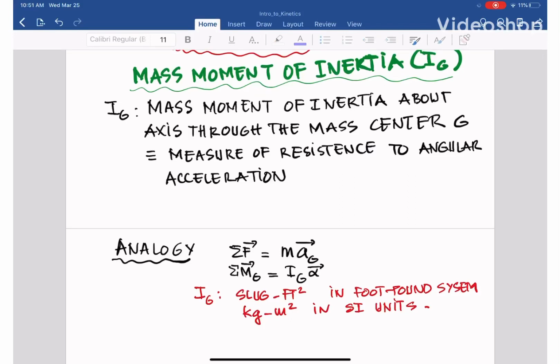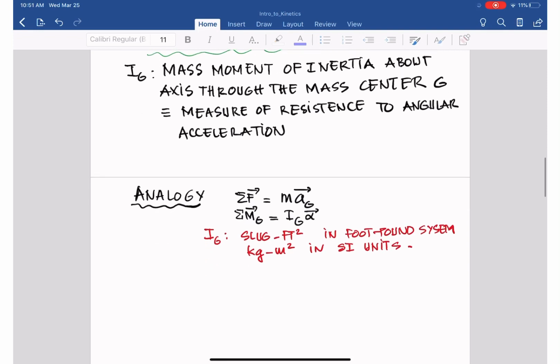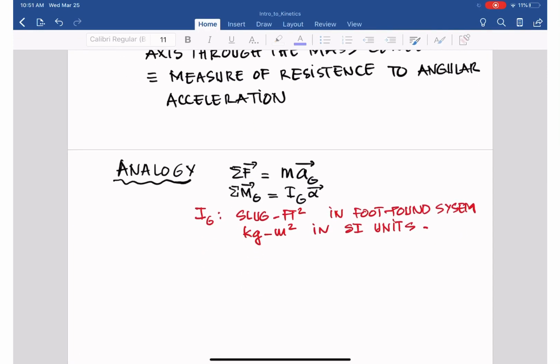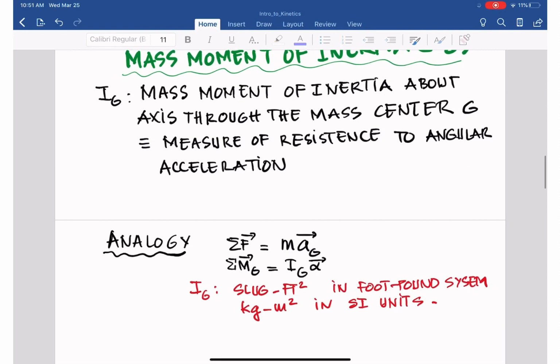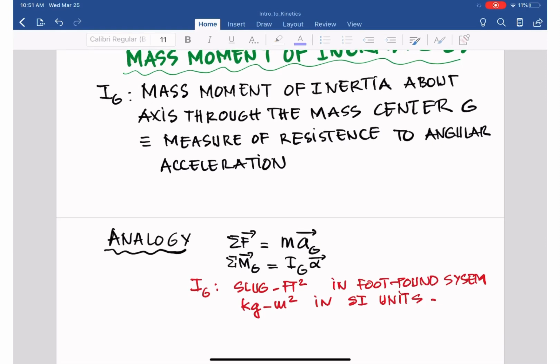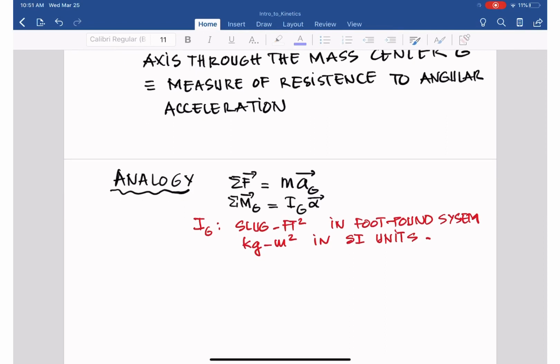So let's continue with today's lesson. The concept we are talking about is mass moment of inertia. In this case, we mentioned IG, the mass moment of inertia about an axis through the mass center G. What if the body rotates not about the center of mass, but about another point? Then how can we find the mass moment of inertia about another axis that goes through a point other than the center of mass? So let's watch this video.